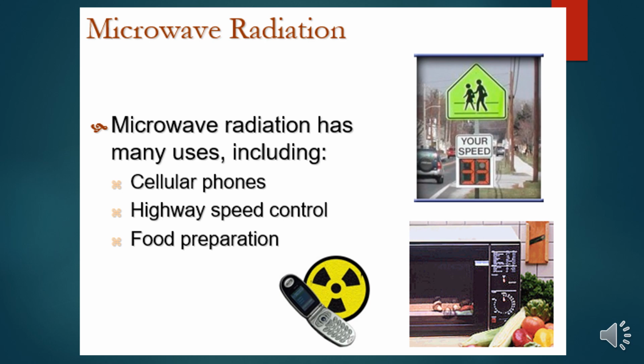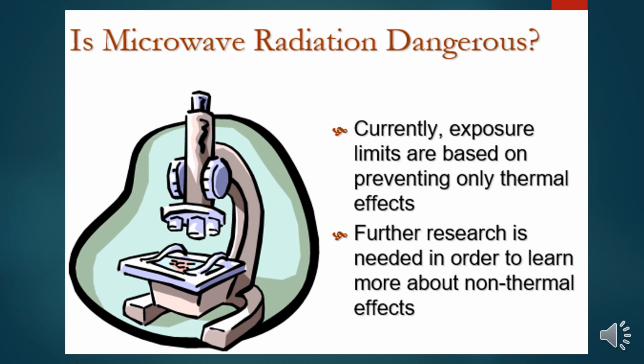Then it is about microwave radiation. Microwave radiation has many uses, including cellular phones, highway speed control and food preparation. These three are the most important, and we can use microwave radiation to reduce our work. But the problem is only when it exceeds the limit. So is microwave radiation dangerous? Definitely it is dangerous. Currently, exposure limits are based on preventing only the thermal effect. Further research is needed to learn more about the non-thermal effects of microwave radiation.